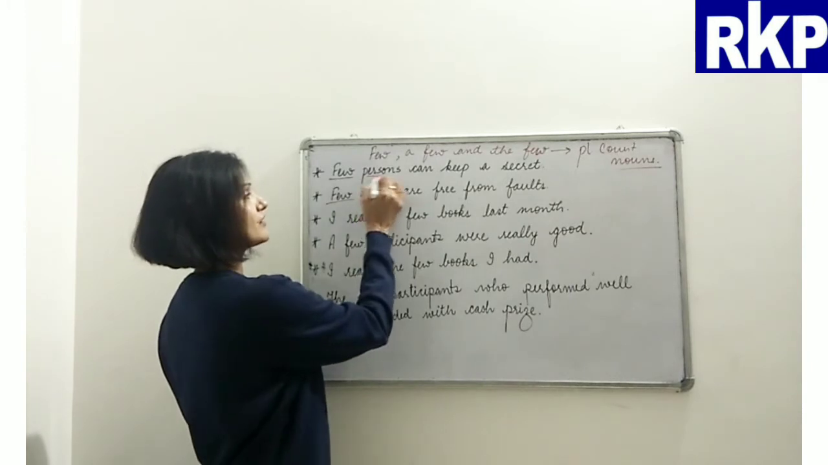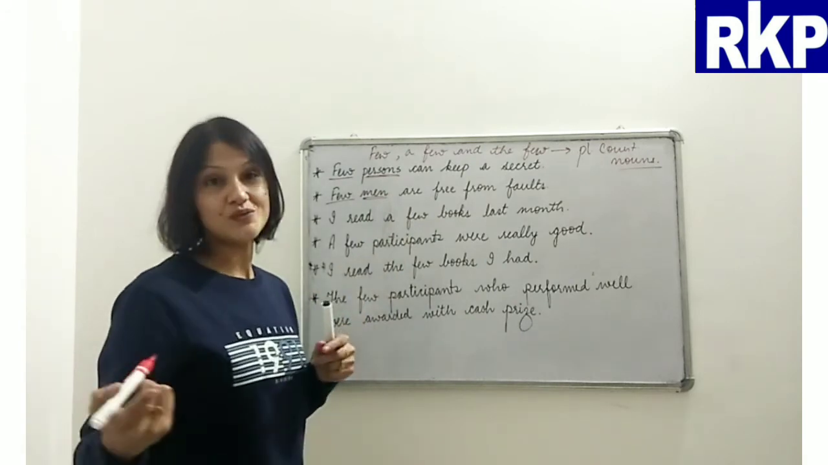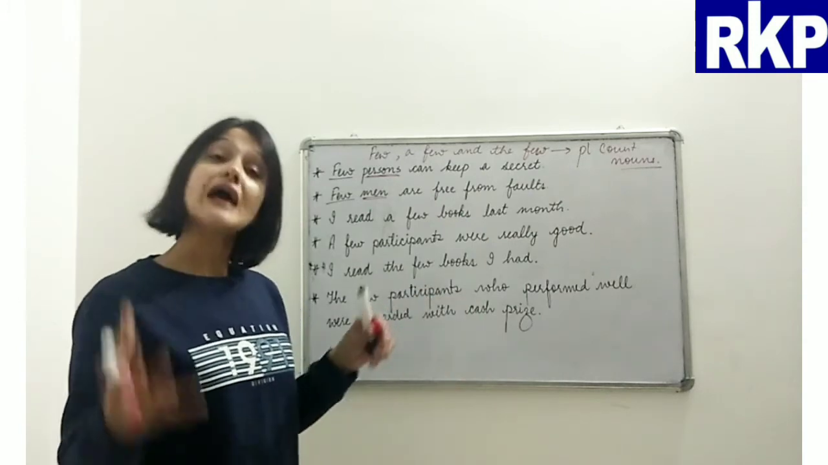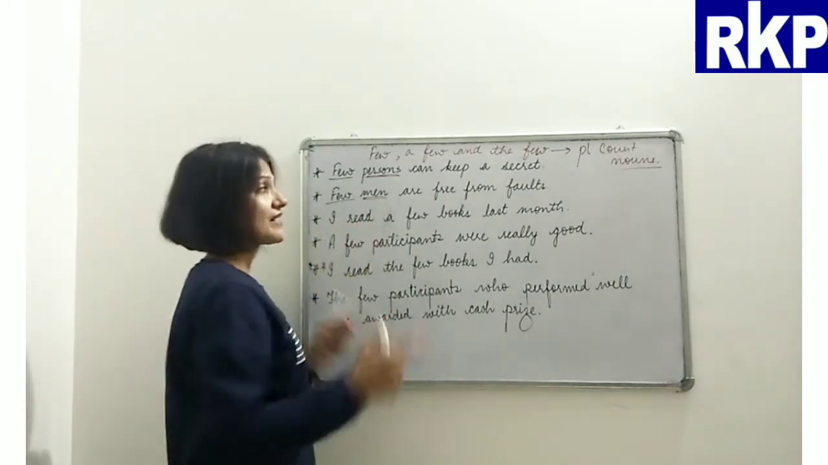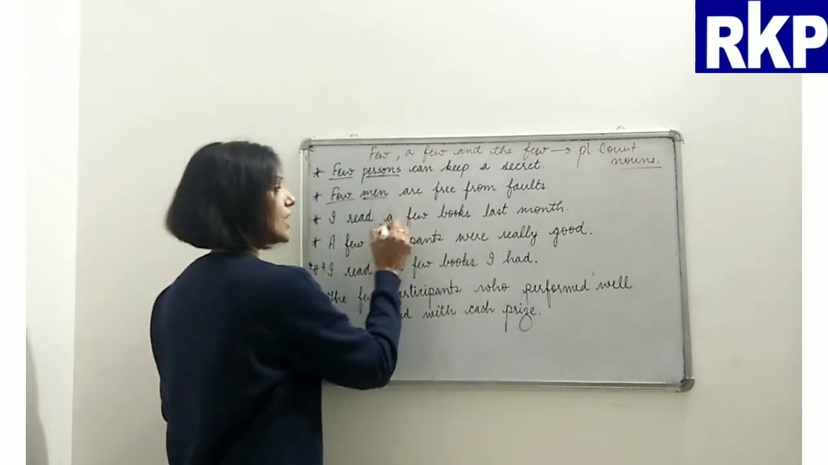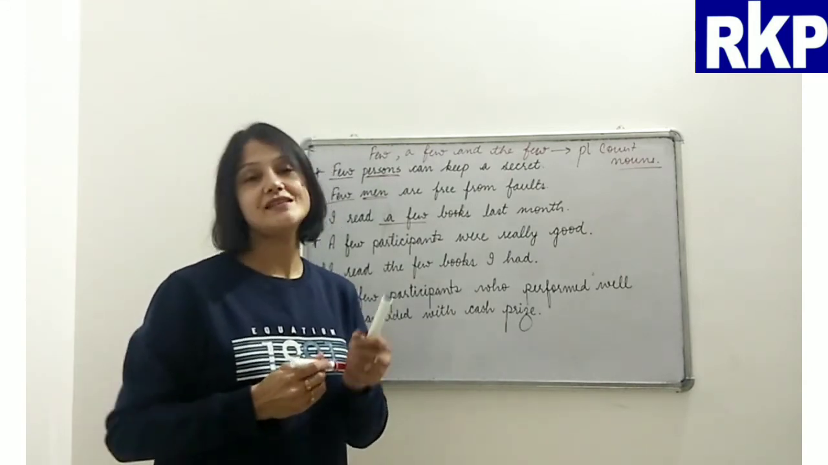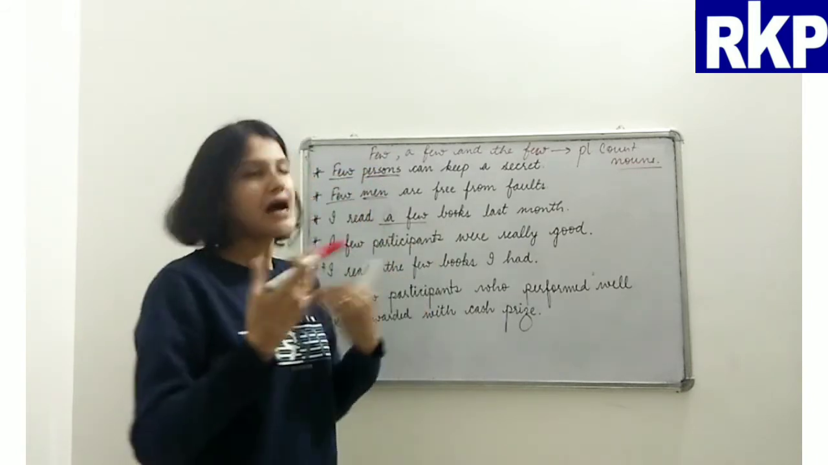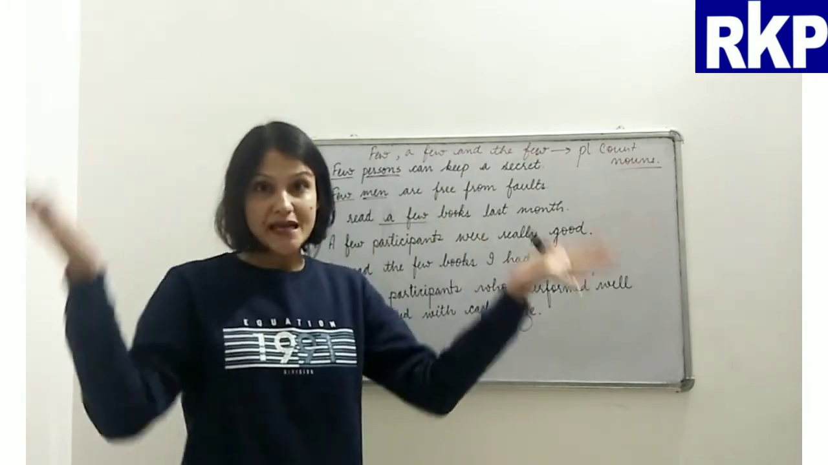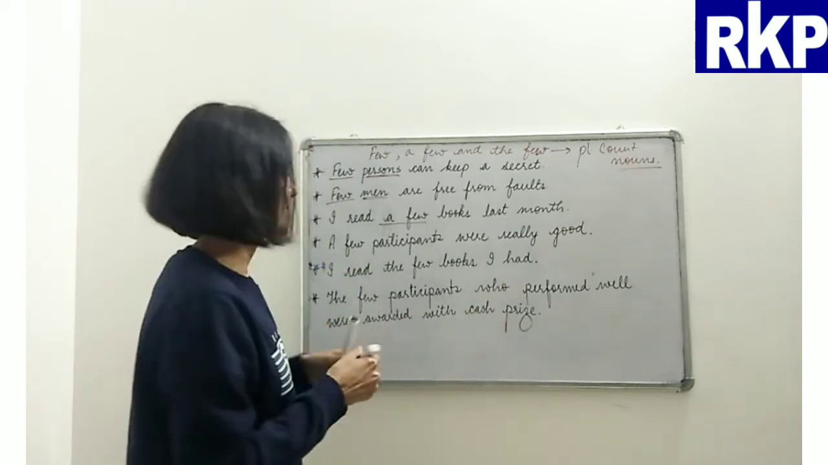And please keep this thing in mind. Here we have plural countable nouns. As I told you, few, a few and the few are always used with plural countable nouns. Now next is, I read a few books last month. We have used a few in the sentence. That means it gives a positive sense, and it means I have read some books, not many, but a few books, right?